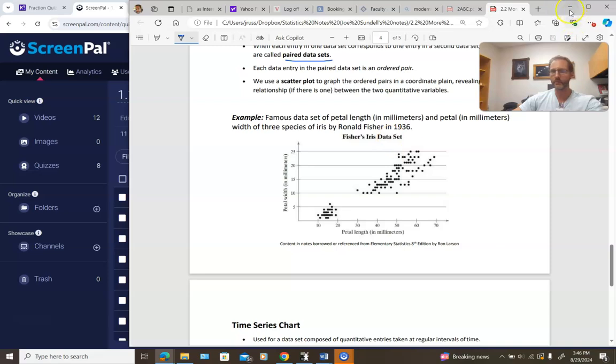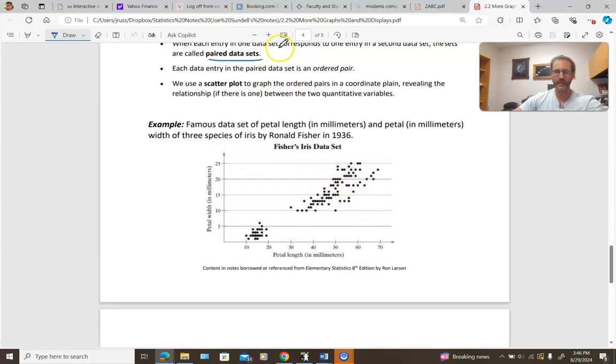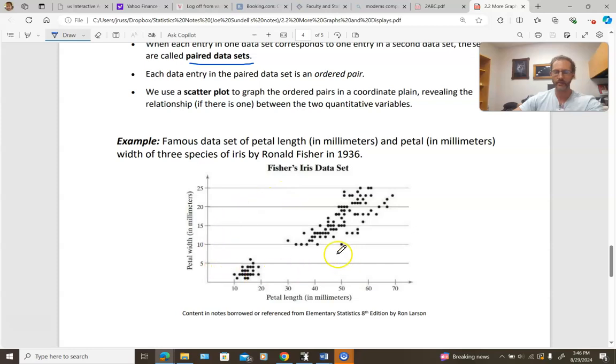Now, if this data was just scattered all over the place and there was no apparent trend, then you would say probably there's no correlation between the 2 variables. Like a petal's length has no effect, or there's no association between a petal's length and a petal's width, for these 3 different species of iris. And this was done back in 1936.